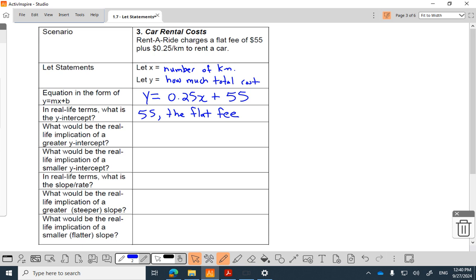What's the real life implication of a greater y-intercept? Higher flat fee. What about a smaller y-intercept? Lower flat fee.